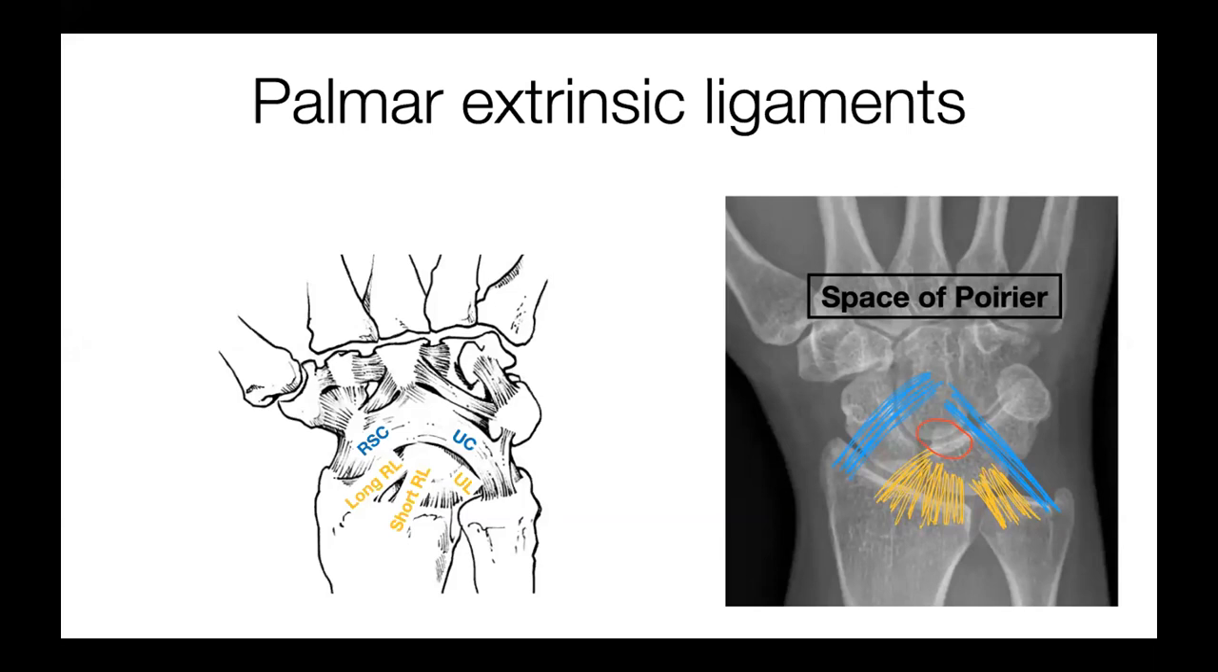So the two parallel chevrons consist of the long and short radiolunate ligaments. The short radiolunate ligament is important, and we'll come back to that. The distal chevron consists of the radioscaphocapitate and the ulnocapitate ligaments. The reason this is important is that there is an area of relative weakness between the two chevrons, termed the space of Poirier. This is the space through which the lunate dislocates if it dislocates through the front of the carpus.